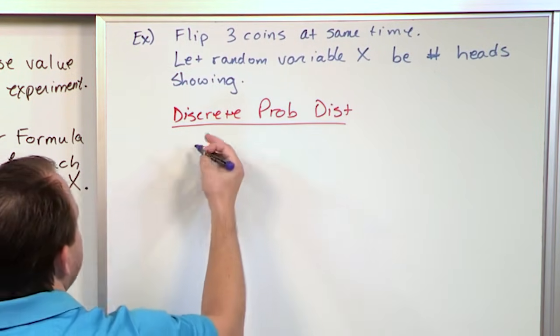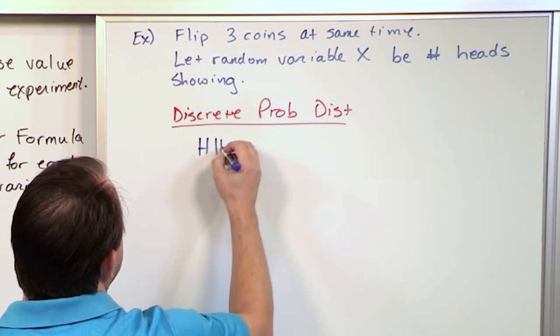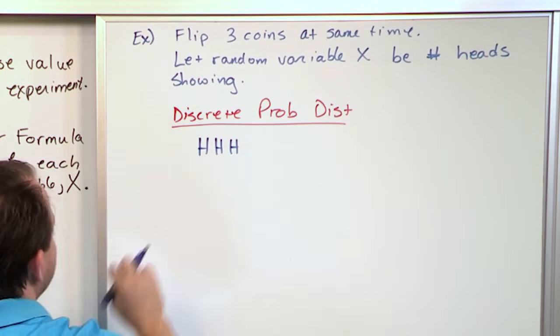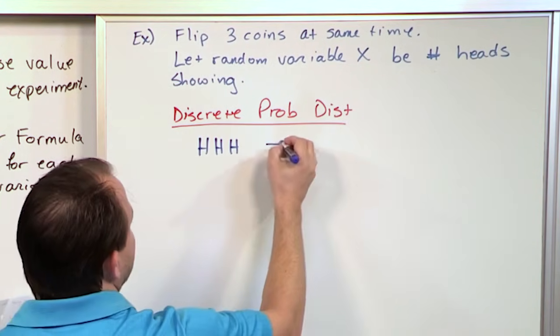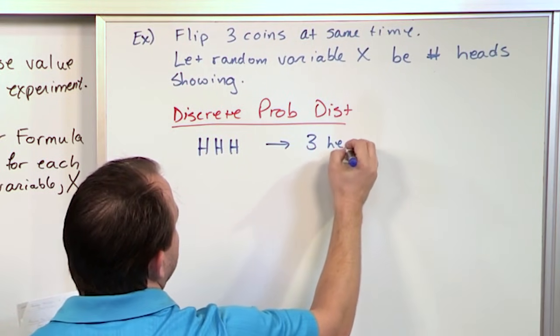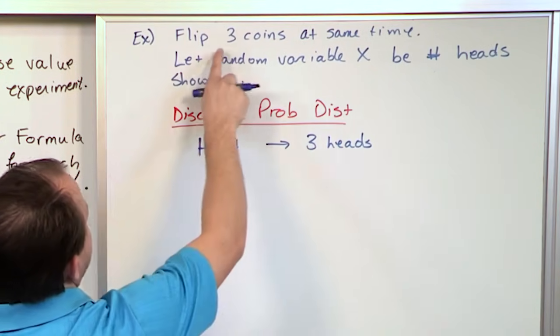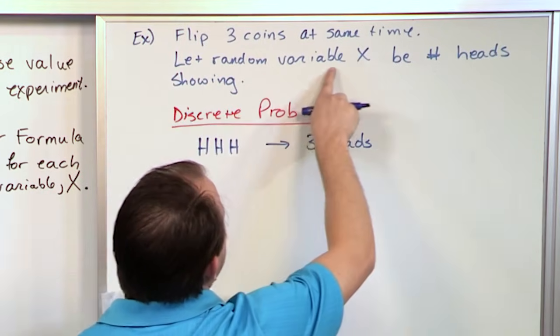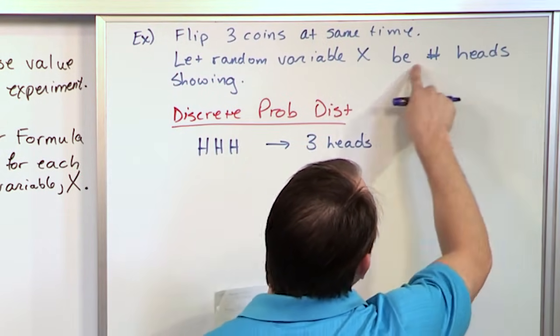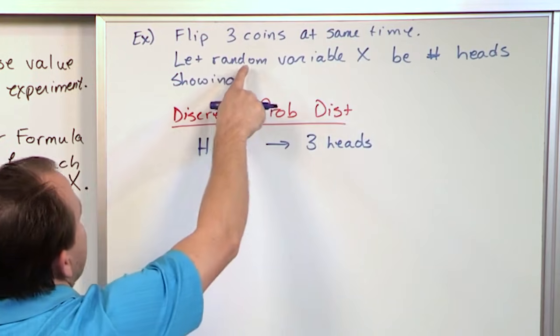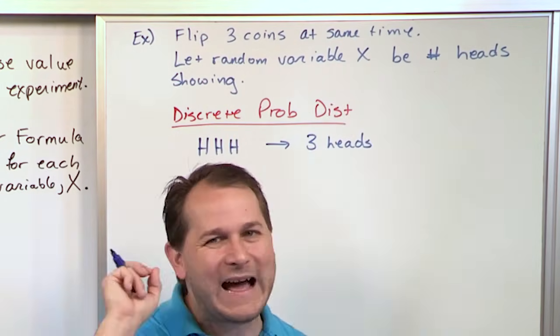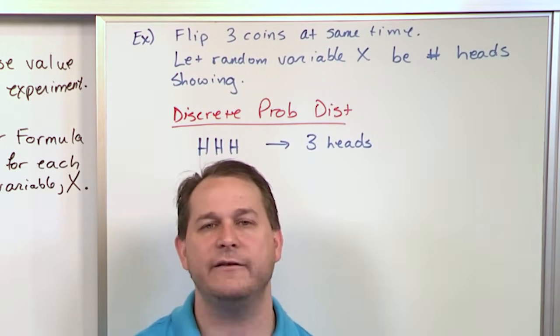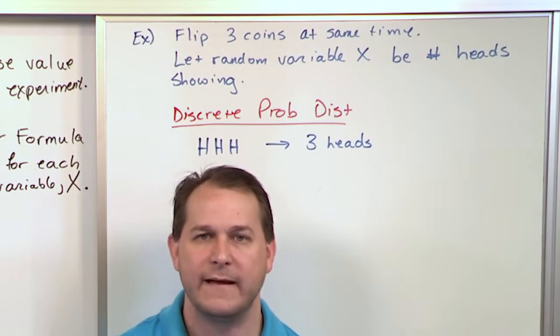So when I do this experiment, I already said that sometimes, if I'm really lucky, I'm going to get 3 heads in a row. So let me just write up here, this is 3 heads. Because notice the experiment says I flip 3 coins at the same time. Let the random variable x be the number of heads showing. The random variable that I care about, which means the outcome of the experiment that I care about, is just how many heads are showing. That's what I care about.